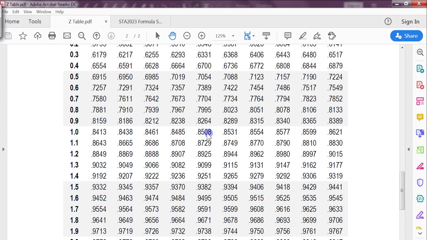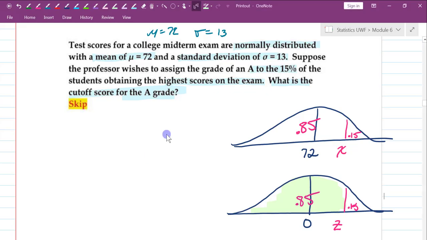So 1.04 right here is going to be our z value that corresponds with approximately 85% of the area to the left of it. So our z value is going to be equal to 1.04. Okay, so again, I look up the area under the curve at 0.85. I found the value closest to 0.85 in the chart. It wasn't exactly 0.85, but it was as close to 0.85 as I could get. And the z value that corresponded to that was 1.04.